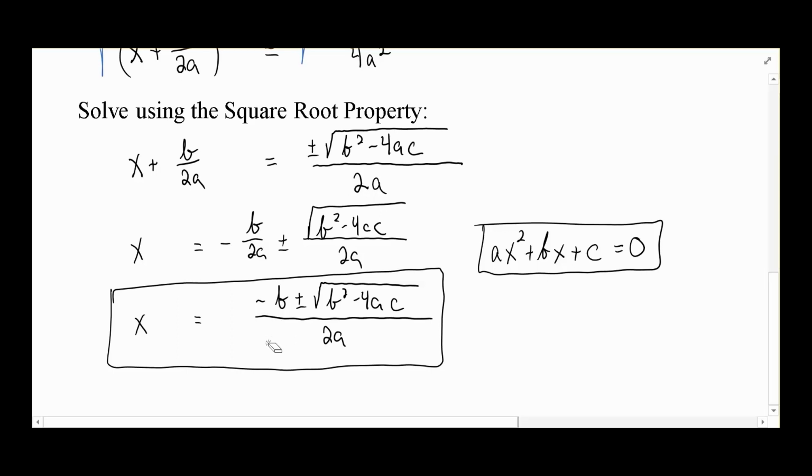And so all that stuff is on the top, the opposite of b plus or minus the square root of b squared minus 4ac, all on the top with 2a on the bottom. Memorize this. Did I mention to memorize it? If I didn't mention to memorize it, you should memorize it. Seriously, memorize it.